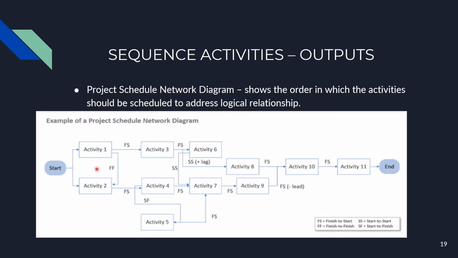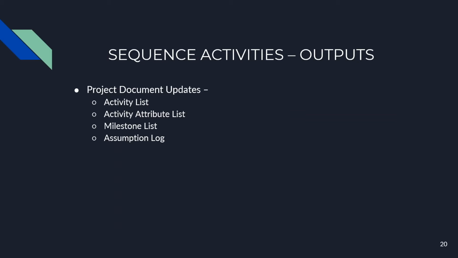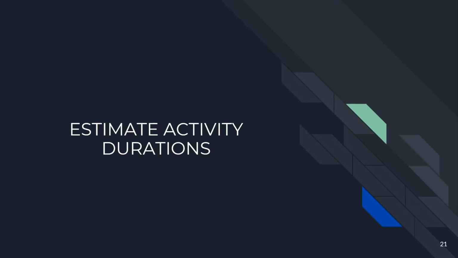The project schedule network diagram shows the order in which the activities will be scheduled along with the logical relationships. If we look at this diagram, this is the start process, which has two activities, and these are the logical relationships between activity 1 and 2. Similarly, all the activities are defined along with the logical relationships, and after activity 11, the process will end. Other outputs for the sequence activity process are project document updates, activity list, activity attribute list, milestone list, and assumption log.